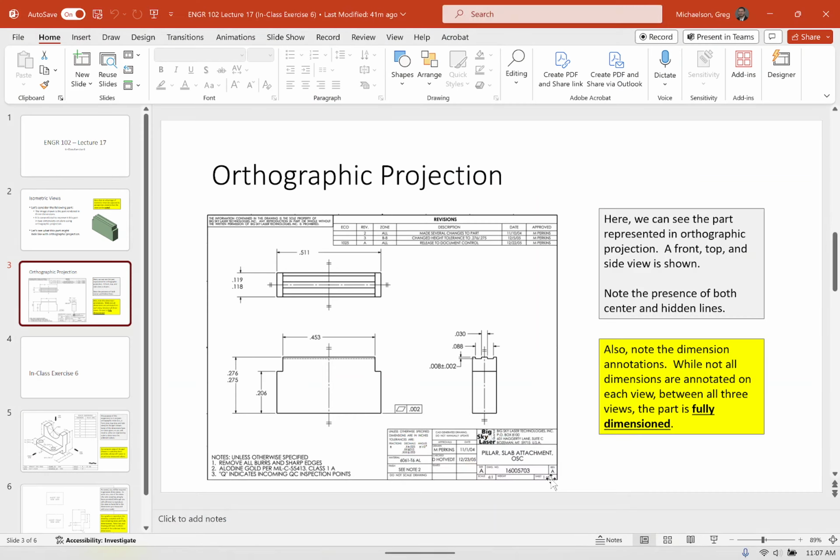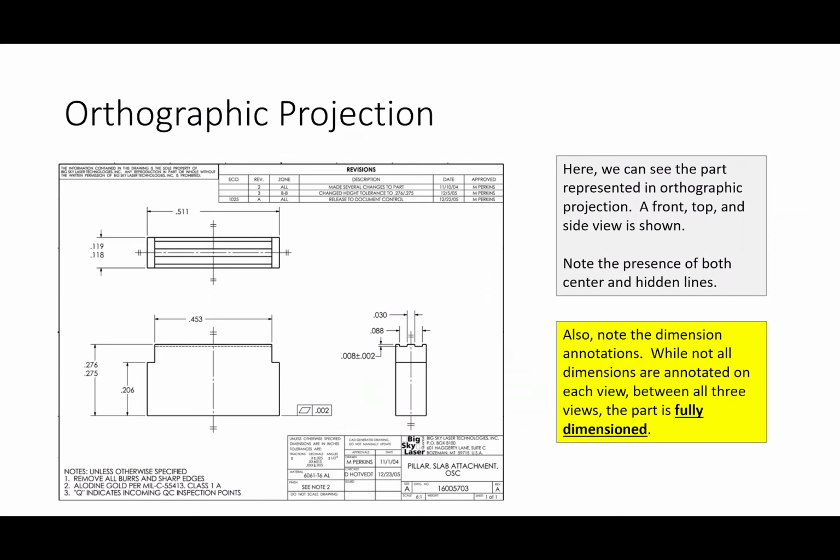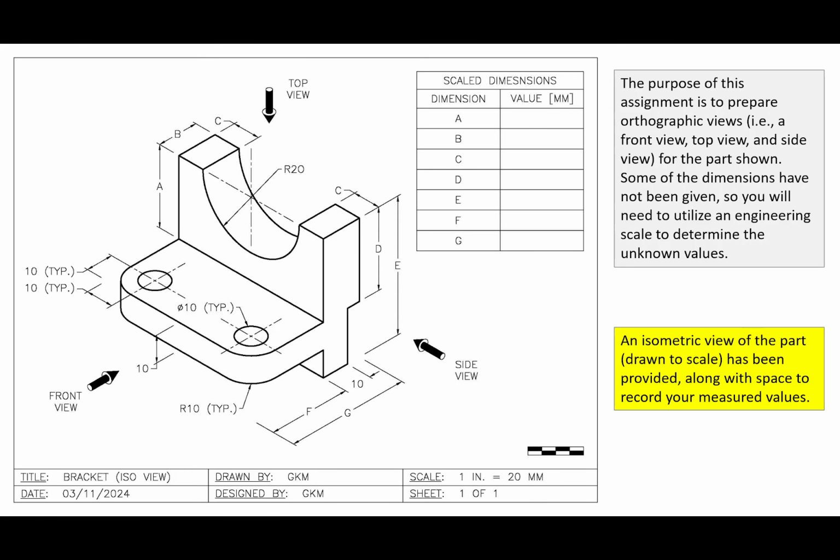So let me explain what you're going to do today, okay? Today, I'm going to give you this. I made up this part, okay? And I want you to prepare front, top, and side views, okay? But one of the things that you're going to notice is that some of the dimensions I'm giving you, some of them I'm not, okay? And you'll notice that some of these are lettered, like dimension A, dimension B, etc.